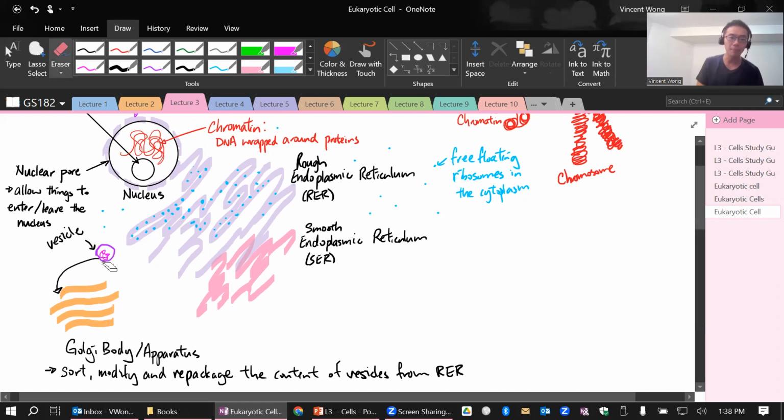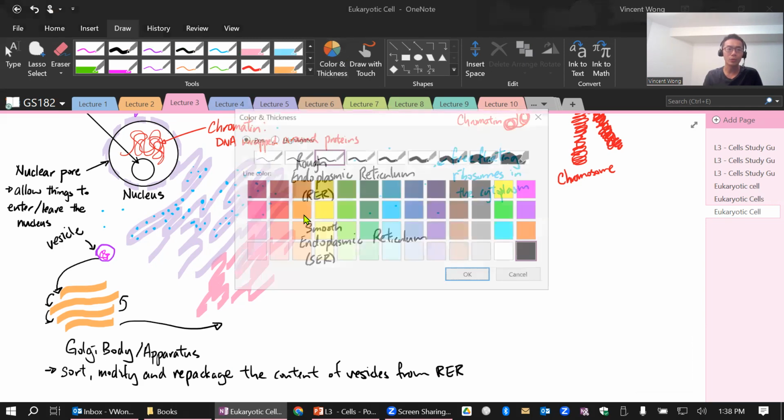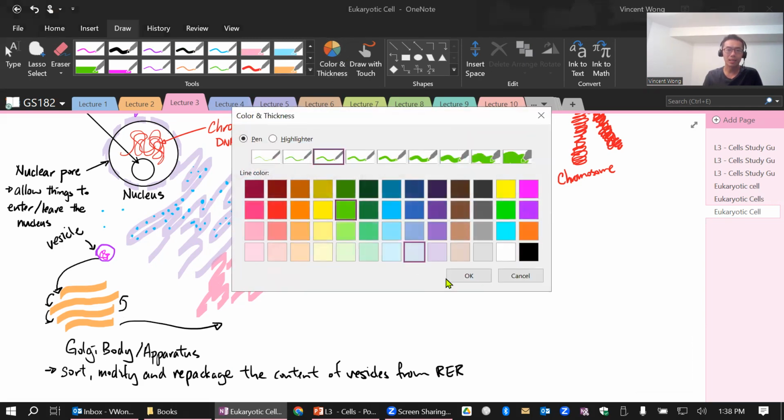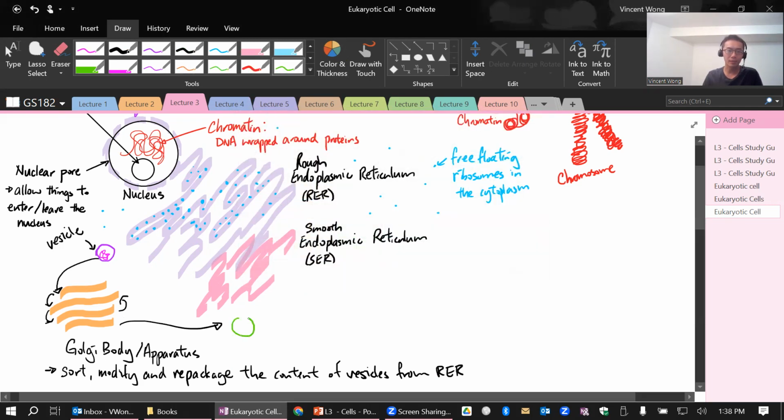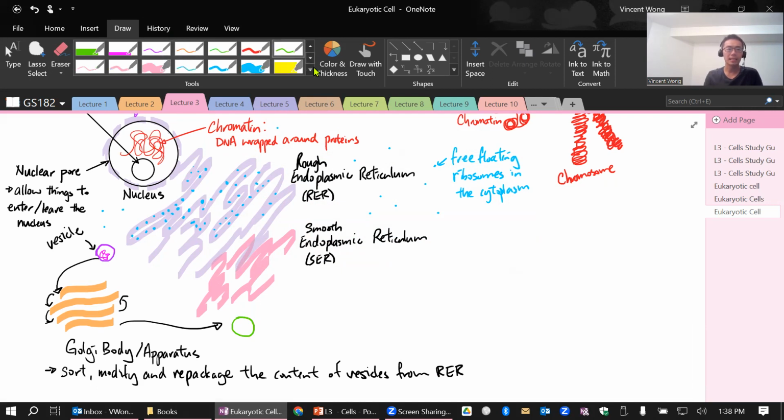So the vesicle will come and fuse with the Golgi body. It will get passed forward and sometimes backwards a few times, so that they could sort the content and make the necessary modifications, like add a tag to it, like I said, literally add a tag to it so that it knows where to go in the cell, and repackage it. So at the end, it's going to come out as a brand new vesicle, and the content is now modified.